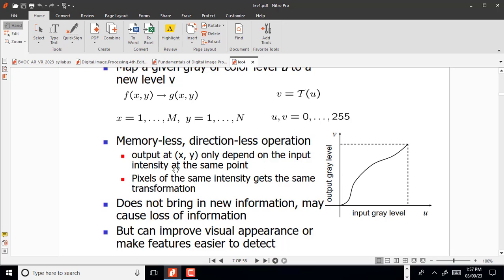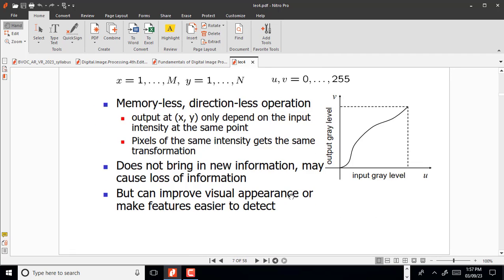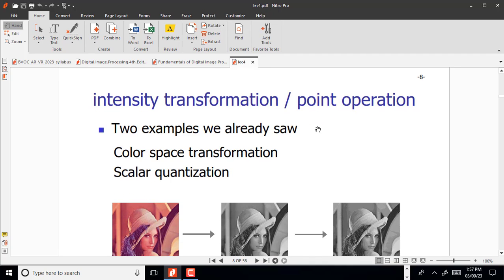A point operation is memoryless and directionless. The output at x comma y depends only on the input intensity at the same point, with the same transformation applied to each pixel. Bringing in new information may cause loss of information, but it can improve visual appearance or make features easier to detect. Here the input gray level is u and the output gray level is v, through these point operations.